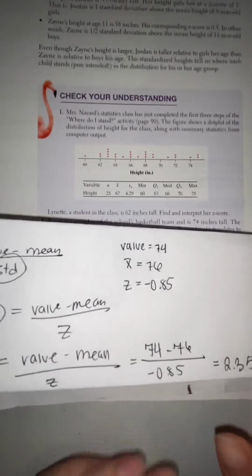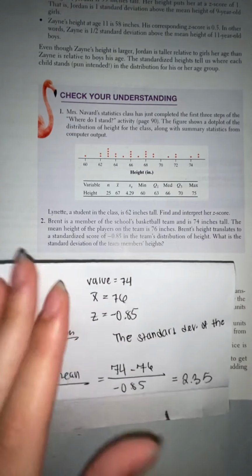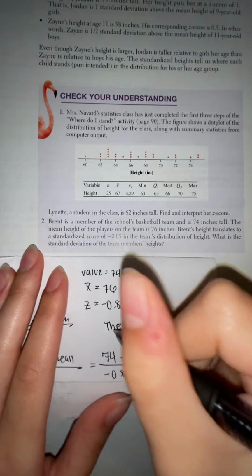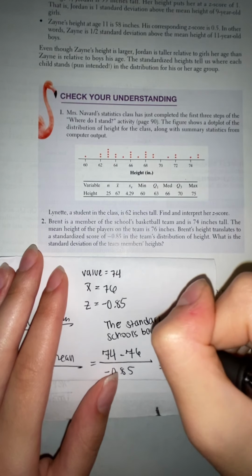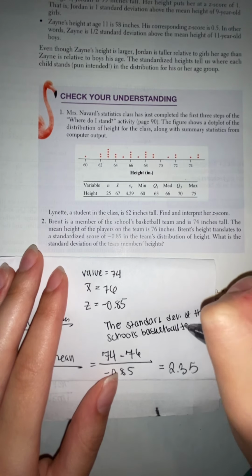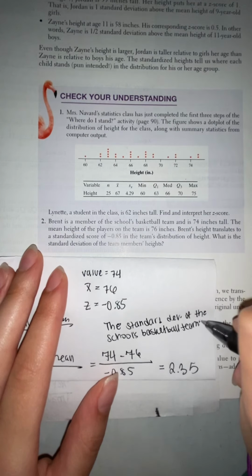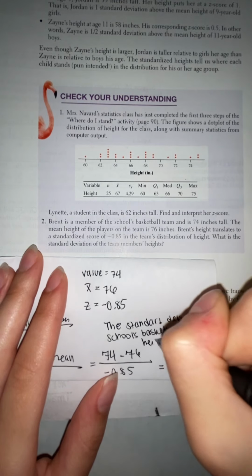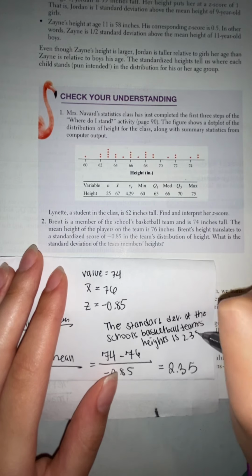So what does this mean? This means that the standard deviation of the school's basketball team's height is 2.35 inches.